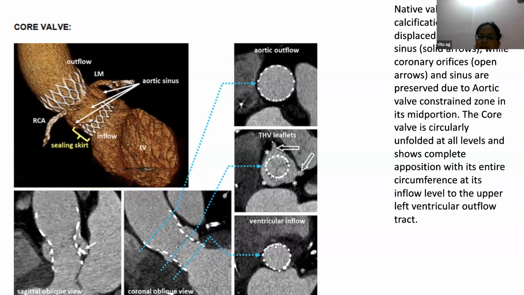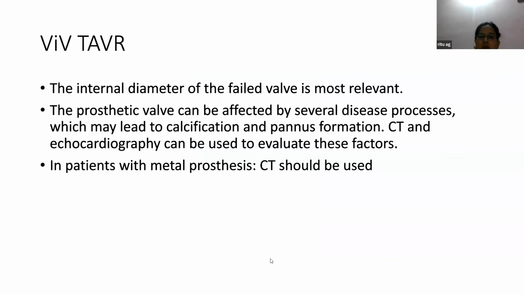So when we have a valve-in-valve TAVR, we have to actually measure the diameter of the internal ring, the TAVR ring, because that decides what is the size of the new valve they can take. Now, some people have also used echo for sizing, but actually when the patient has a metal prosthesis, echo has a lot of artifacts and therefore CT should be done for sizing.